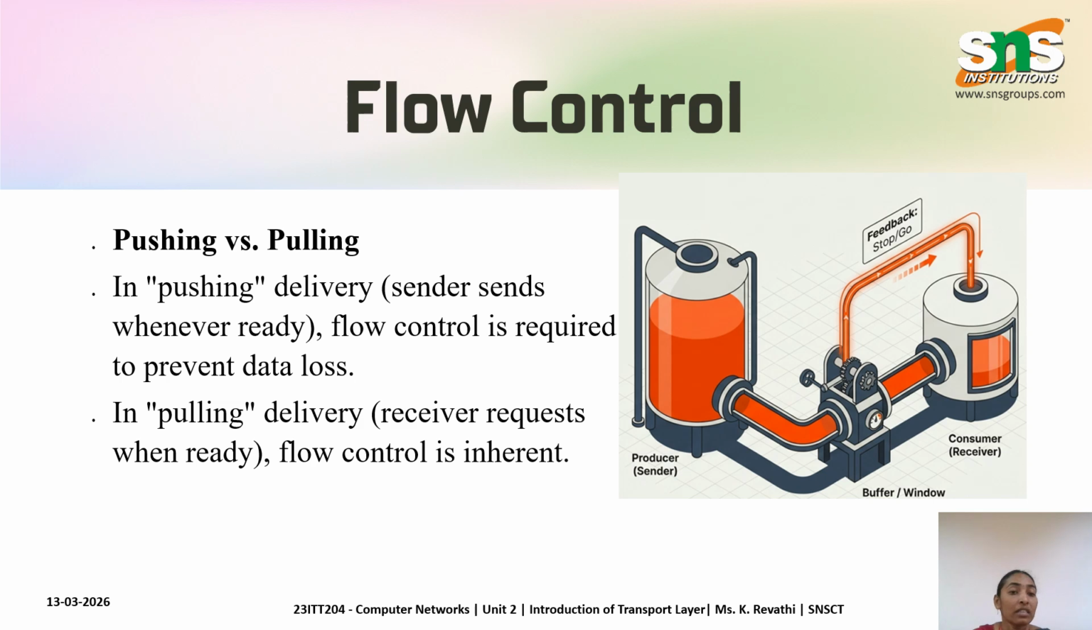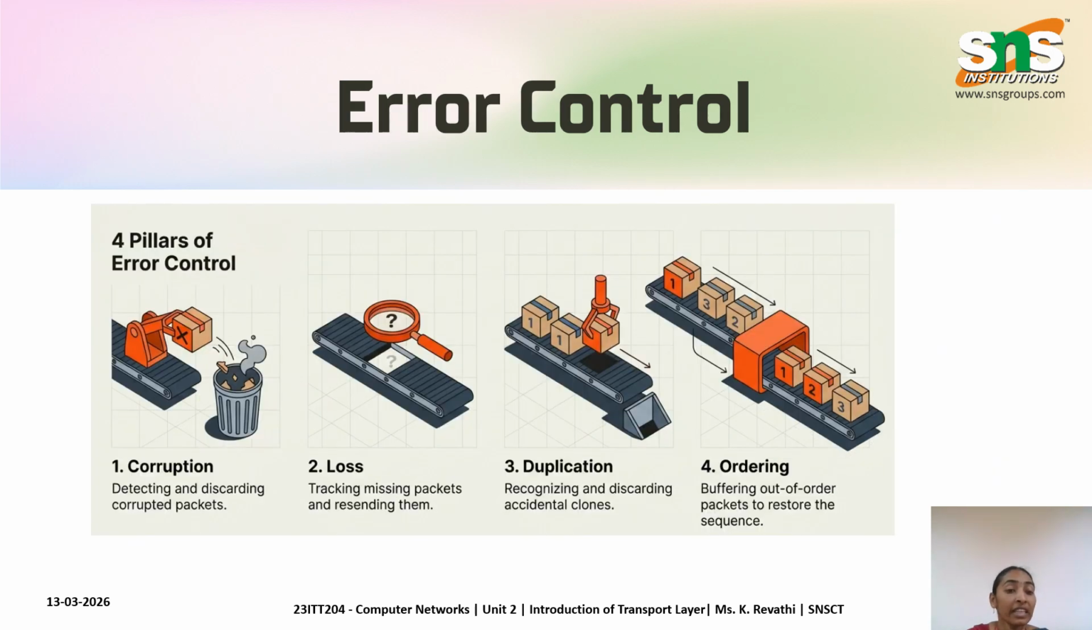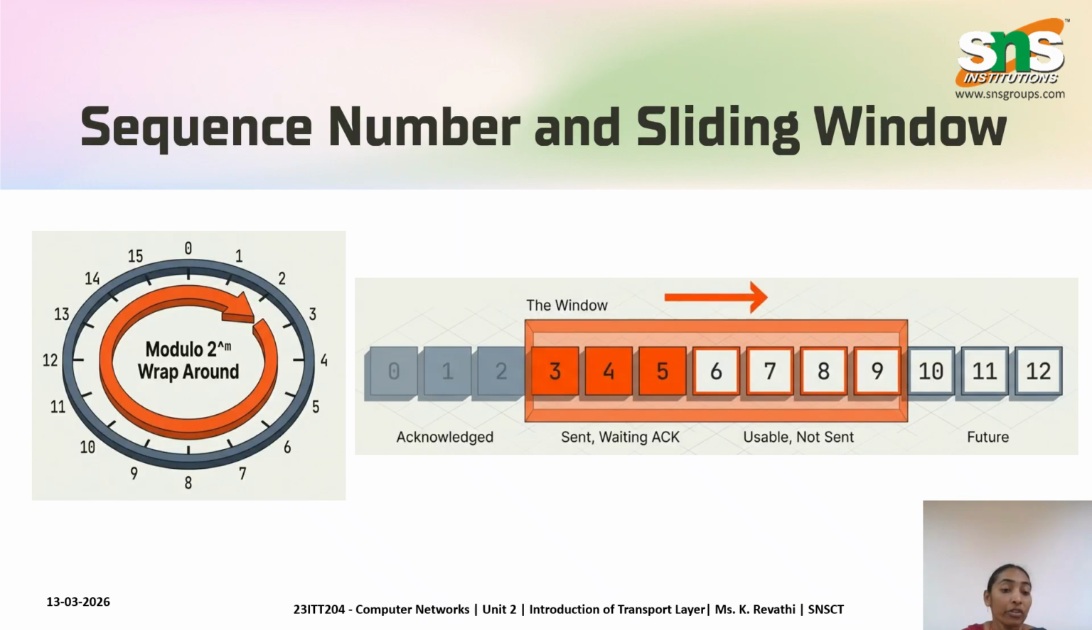Then the next one is error control. During transmission, packets may be lost or corrupted. The transport layer detects errors and retransmits that particular lost packet or segment to the receiver. Then the next one is congestion control. Congestion occurs when network load exceeds the capacity. The transport layer detects congestion and reduces the sending rate to avoid network collapse or traffic.